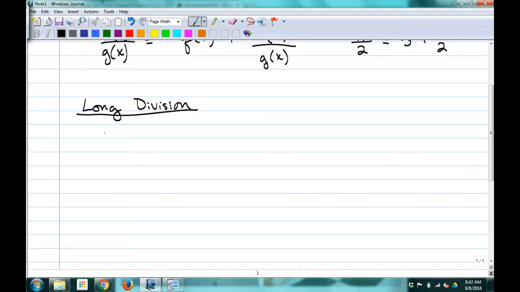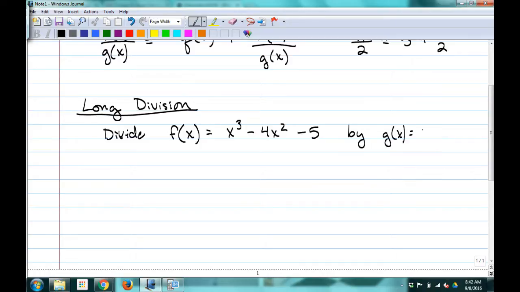So let's divide f of x, which is x cubed minus 4x squared minus 5, by g of x, x minus 3. This is our first example. We're going to use long division first to do this, and then we're going to do it with synthetic division, and I'll show you how it yields the same answers.